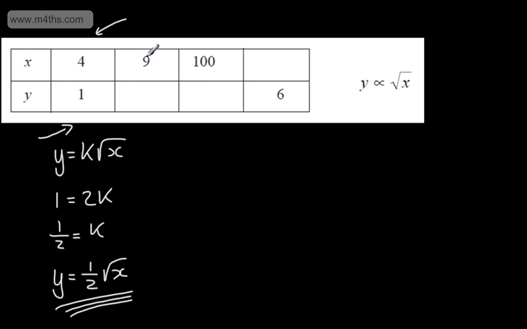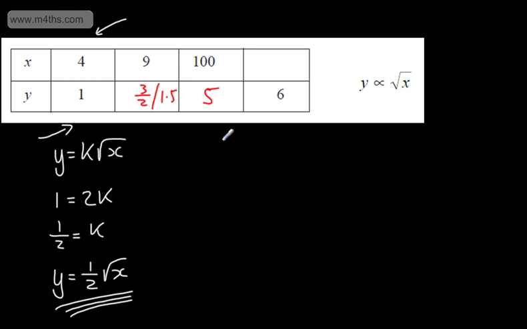So if we look at this one, if I take the square root of 9, that's 3. 1/2 of 3 is going to give me 3 over 2. So we can write 3 over 2 or 1.5. I prefer working with fractions. All I've done is substituted in 9 here. The square root of 9 is 3. 1/2 times 3 will give me 3 over 2. If I take the square root of 100, that's going to give me 10. 1/2 of 10 will give me 5. So we'll end up now with something looking like that.